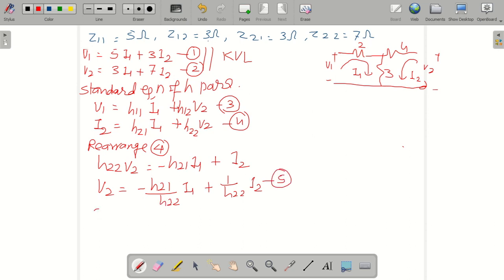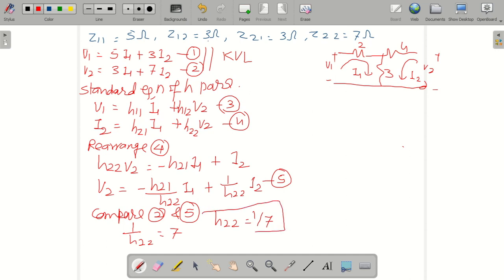Compare 2 and 5. If you compare 2 and 5, 1 upon H22 equal to 7. So I will get H22 equal to 1 by 7. That is the first answer, I got it. H22 equal to 1 by 7. Sorry, is it correct? I have rearranged 4.